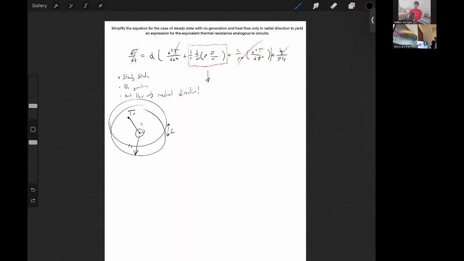Okay. In this video, we are going to be solving for a simple problem using the heat diffusivity equation that we have just extracted. We are going to assume that this is a steady state process that has no heat generation, or no energy generation, and also only has heat flow in the radial direction.